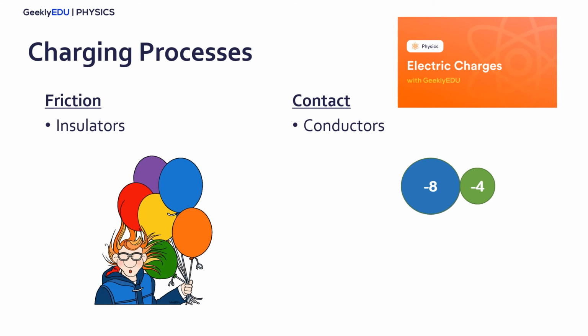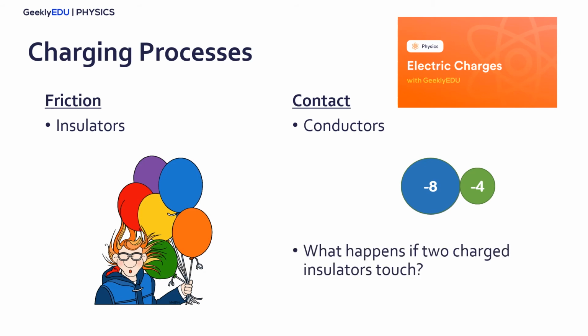One thing for you to think about is what happens if two charged insulators touch. Imagine you did a charging process by friction with two insulators and you now touch one of these electrically charged insulators to another one with no charge. What happens?